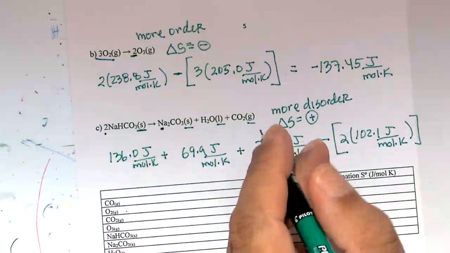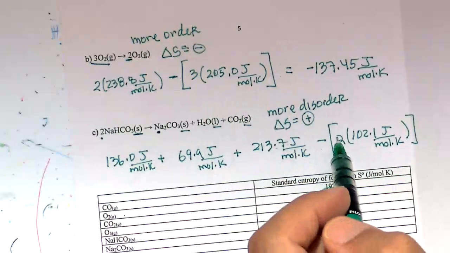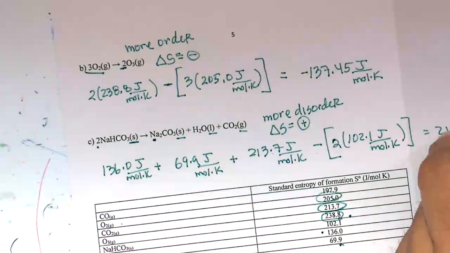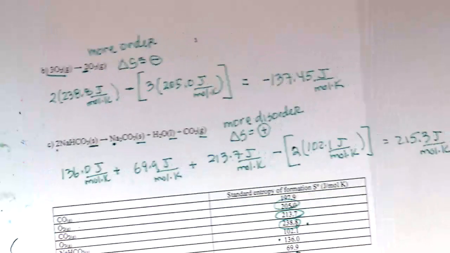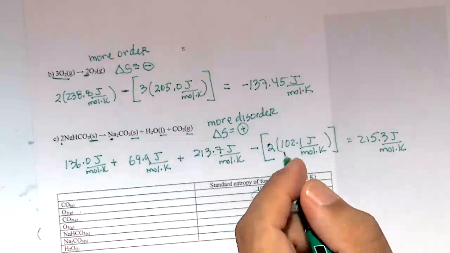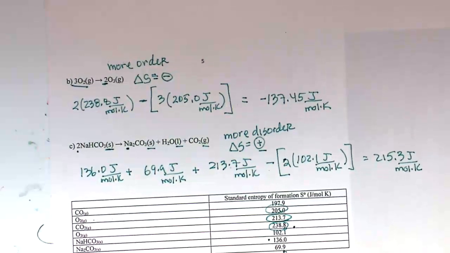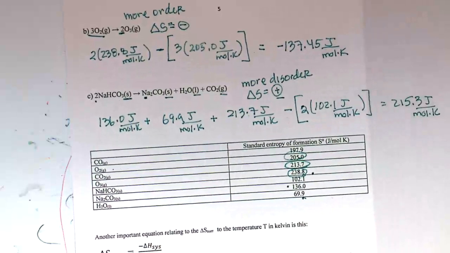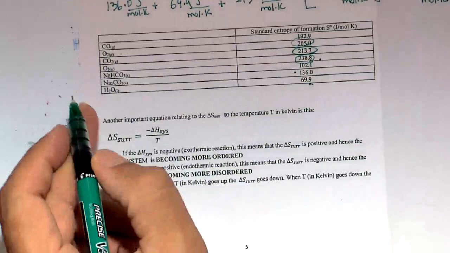Alright, so don't forget to distribute the minus sign, and on my calculator we predicted it to be positive, and when I did the calculations I got 215.3 joules per mole Kelvin. It is indeed positive because we have a solid going to another solid, a liquid, and a gas, so that makes it more entropy. Okay. So can we do something like this on the quiz or a test? Alright, so something like that on the exam.